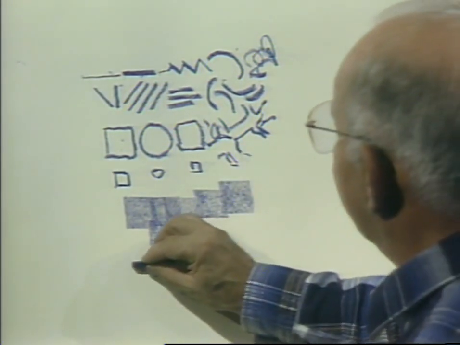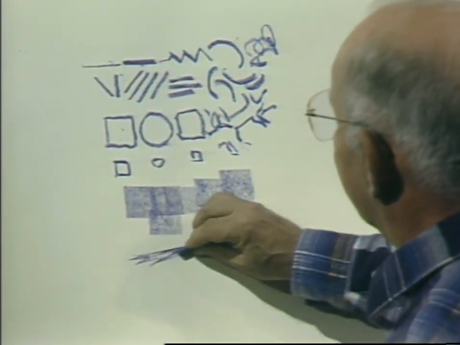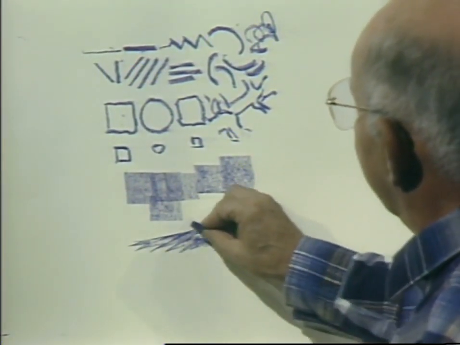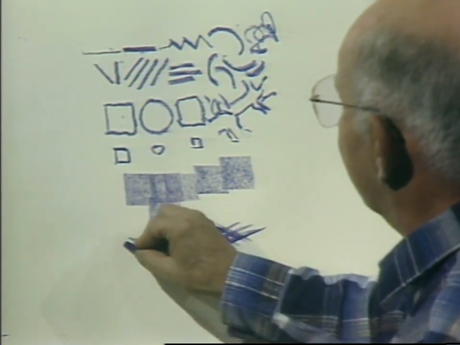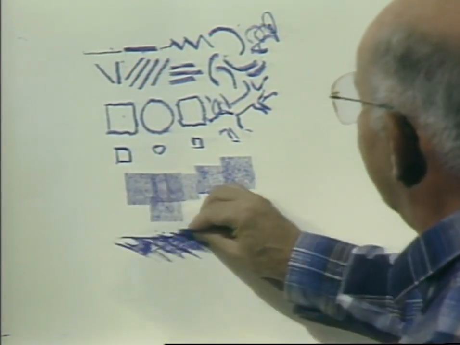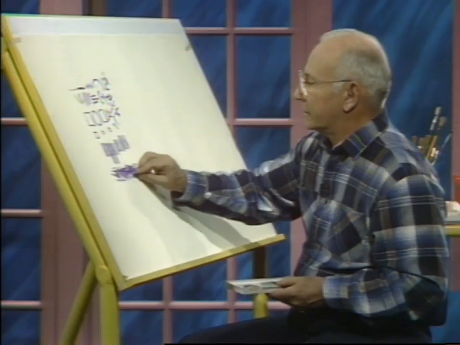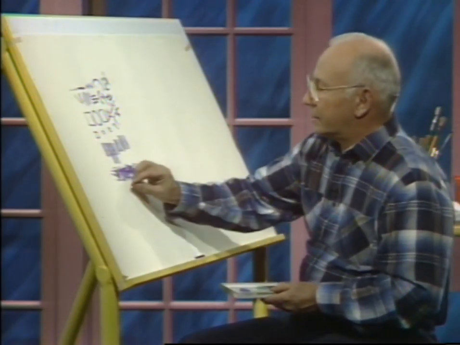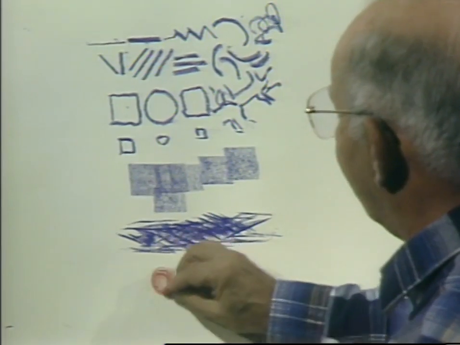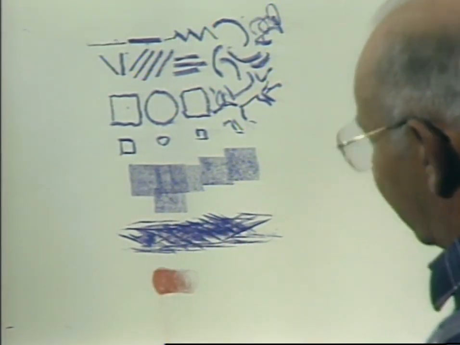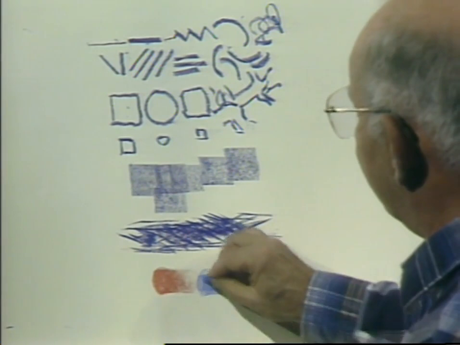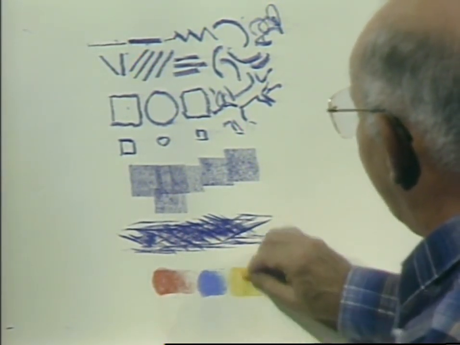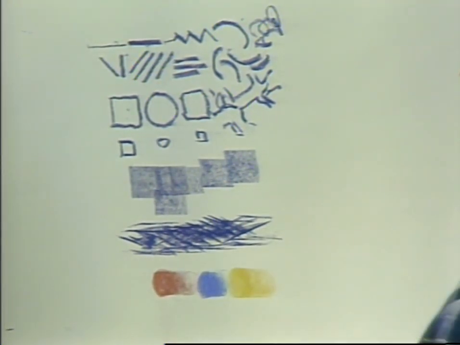And texture. Texture is the reaction of light to the surface of an object. There's a great variety of textures. And then the 7th we'll call color. Red, yellow, and blue, the primary colors from which all other colors derive.